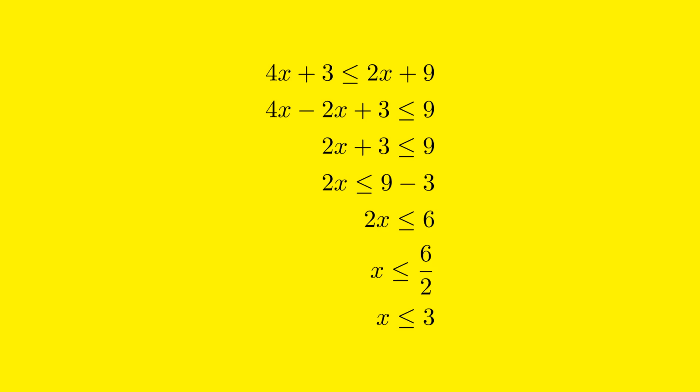Next, we will isolate x by subtracting 3 from both sides of the inequality. This results in 2x is less than or equal to 9 minus 3. Simplifying that gives us 2x is less than or equal to 6. To solve for x, we divide every term by 2. This gives us x is less than or equal to 6 divided by 2. Simplifying that results in x is less than or equal to 3. Thus, the correct answer is x is less than or equal to 3.